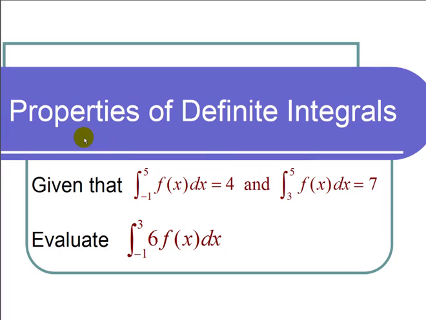This is a video on the properties of definite integrals. The question states, given that the integral from -1 to 5 of f of x dx equals 4, and the integral from 3 to 5 of f of x dx equals 7, evaluate the integral from -1 to 3 of 6 times f of x dx.